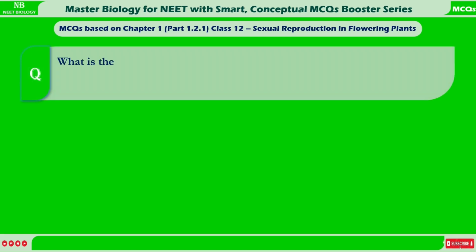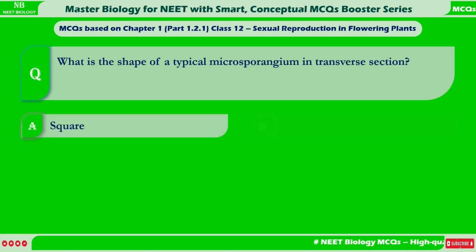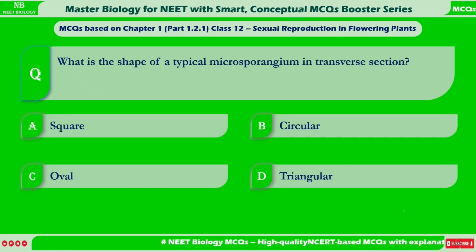What is the shape of a typical microsporangium in transverse section? A. Square. B. Circular. C. Oval. D. Triangular.